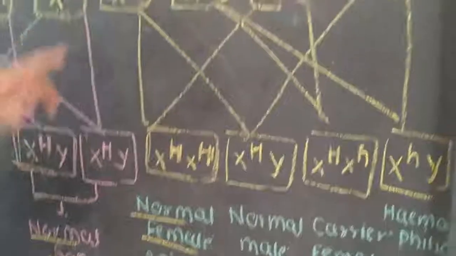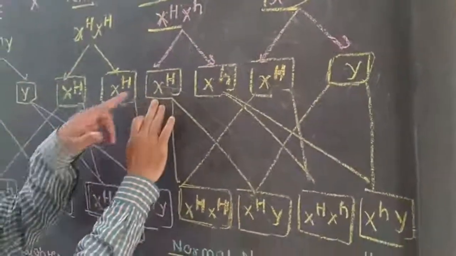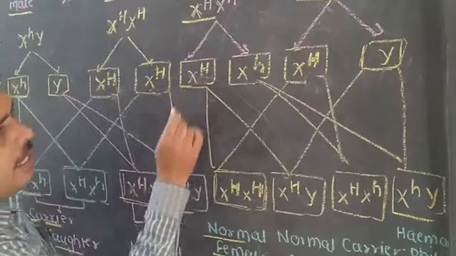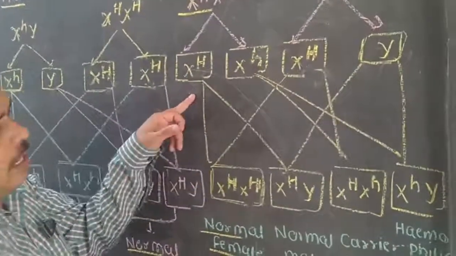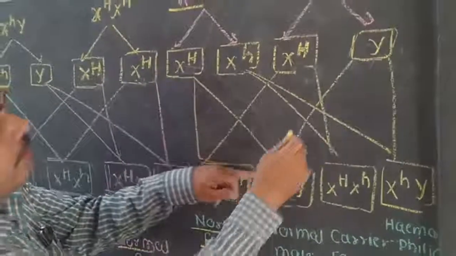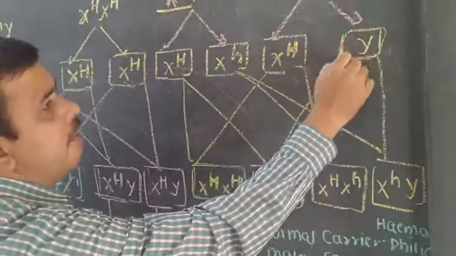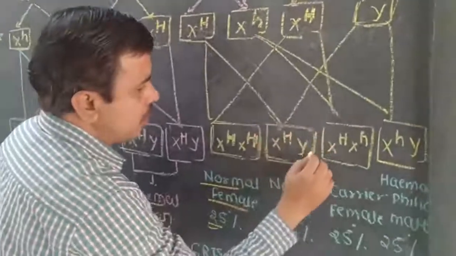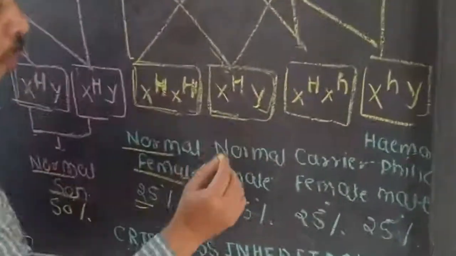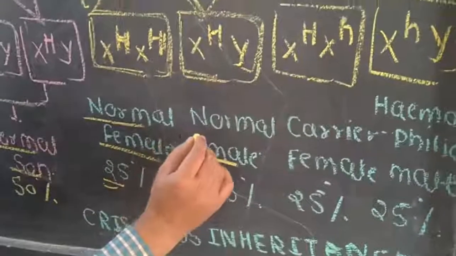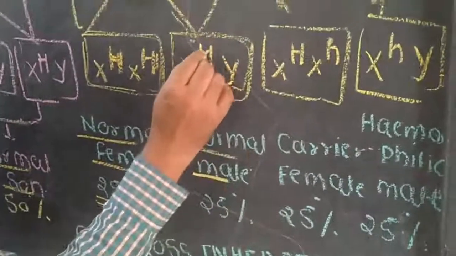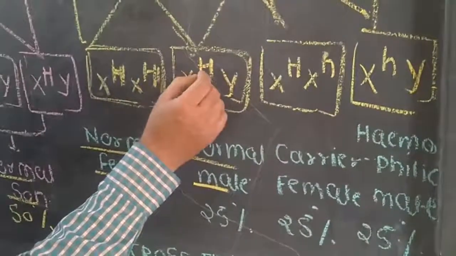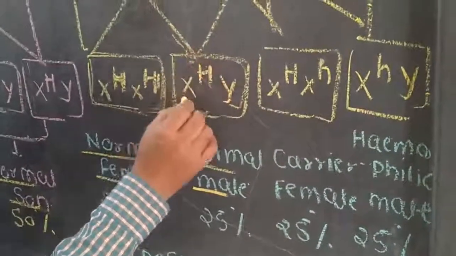Now next, again another gamete, the egg. This egg will be fused with another sperm which contains the Y chromosome, and it produces a new offspring. This new offspring will be male. It is normal in condition because the dominant gene will be present, and this dominant gene represents the normal condition.